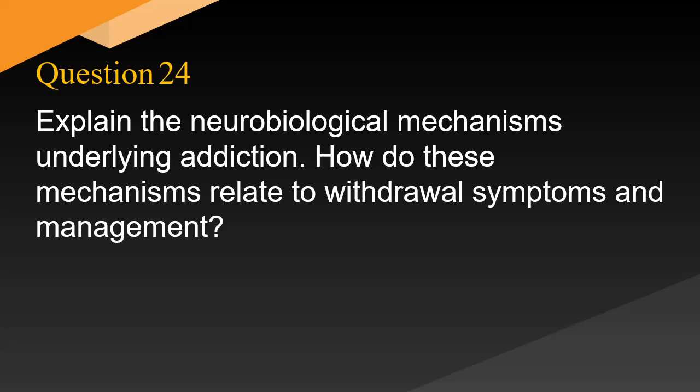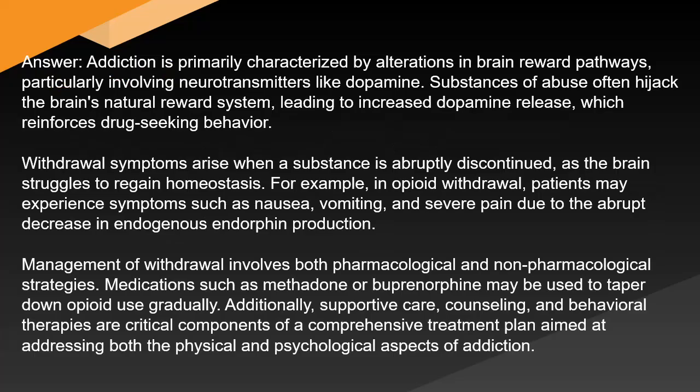Explain the neurobiological mechanisms underlying addiction. How do these mechanisms relate to withdrawal symptoms and management? Answer: Addiction is primarily characterized by alterations in brain reward pathways, particularly involving neurotransmitters like dopamine. Substances of abuse often hijack the brain's natural reward system, leading to increased dopamine release, which reinforces drug-seeking behavior.